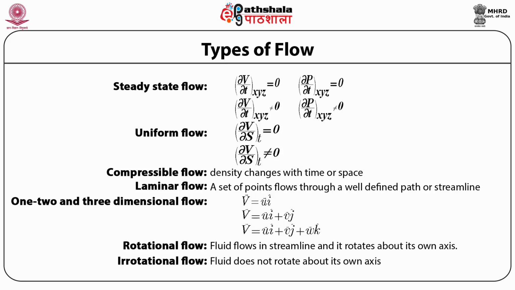Fluid flows in a streamline and it rotates about its own axis. When the fluid flows in a streamline and it rotates about its own axis, then we call it rotational flow. When the fluid does not rotate about its own axis, we call it irrotational flow.